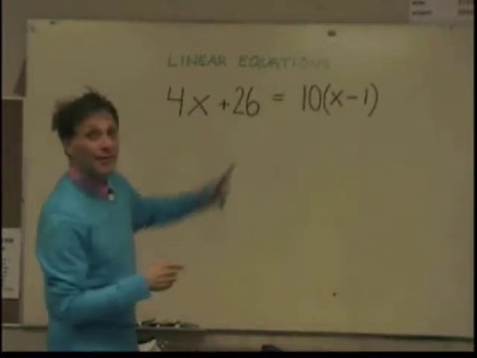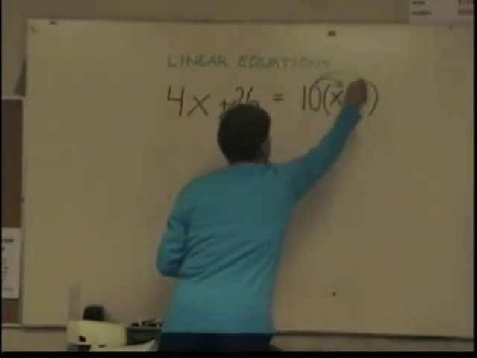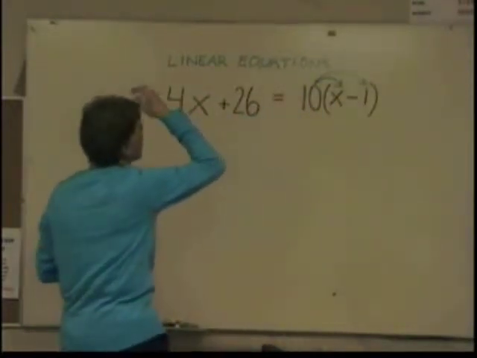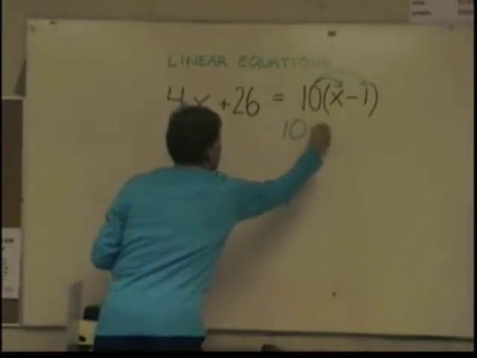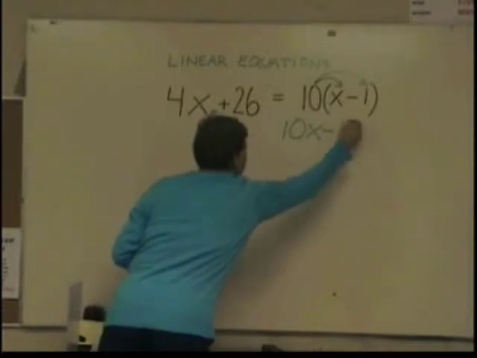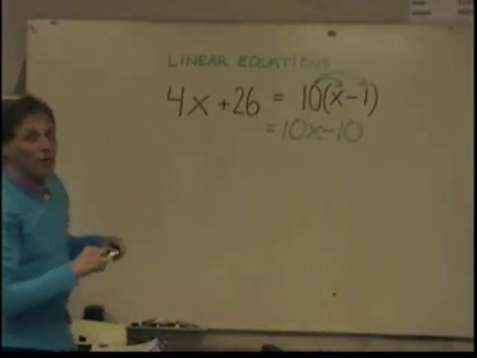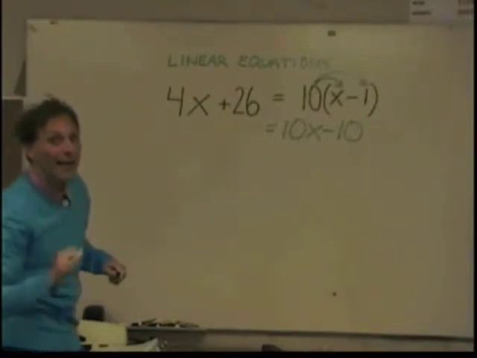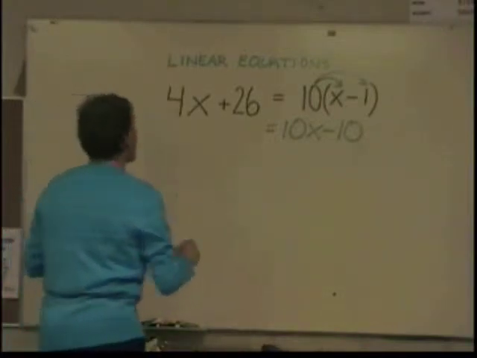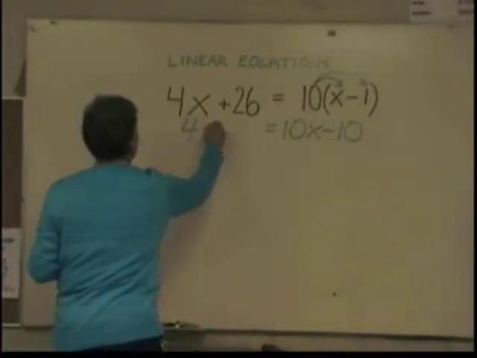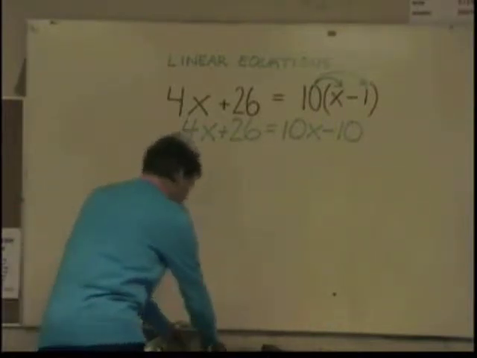The first thing I'm going to do is set up that distributive on the second side there. And I have 10x minus 10 on that side. So in this linear equation, we had a little work to do before we could start solving for x, which is the whole point of a linear equation, solving for x. And I'll bring down my 4x plus 26. And that was my first step.